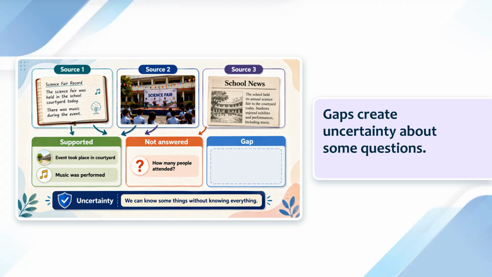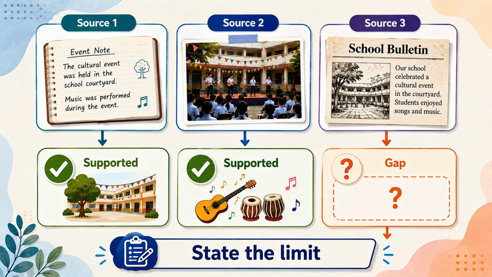Gaps create uncertainty about some questions. A careful explanation says what is supported and what remains unanswered. Incomplete evidence does not mean history becomes impossible. We can still accept details that are well supported while leaving other questions open. The mistake would be to invent an answer for the missing part or reject everything because one detail is unknown. Careful reasoning keeps both ideas together. Some knowledge can be supported, and some limits must remain visible.